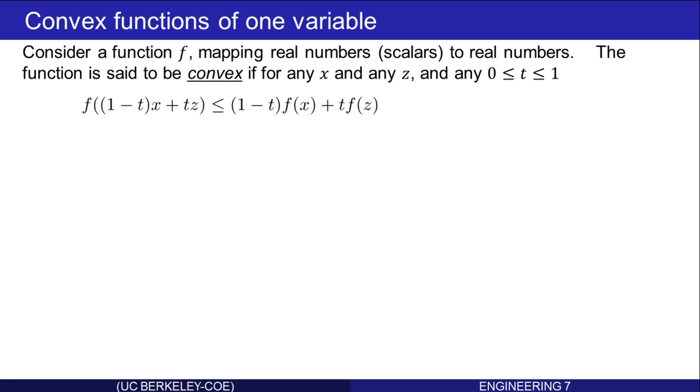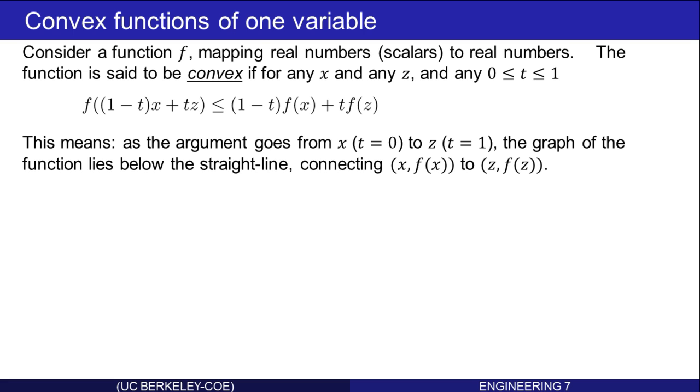Let's think about this just as a function of t. Imagine x and z are fixed. What this means is that as the argument transitions from x to z, that's at t equals 0 and t equals 1, the graph of the function, that's on the left here, must lie below the straight line which is connecting the points x, f of x to z, f of z. That's actually on the right as a function of t.